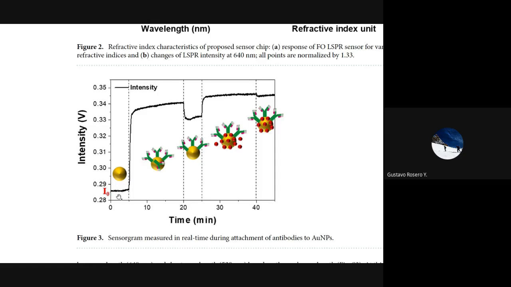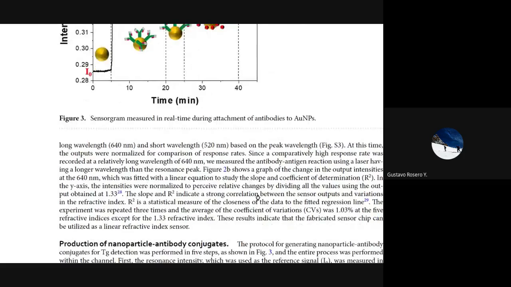In the first step, they use water at 100 microliters per minute for around 5 minutes, and then they introduce these nanoparticles and this thyroglobulin. And then at the end, these nanoparticles attach with this thyroglobulin. The total time of the experiment is around 14 minutes. Okay.